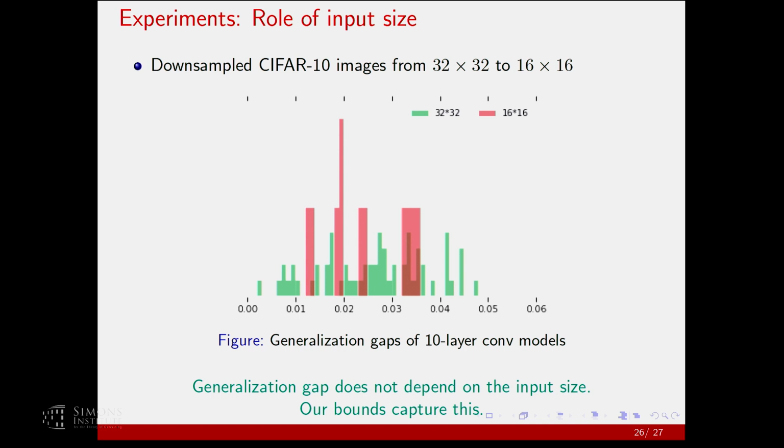What is the x-axis and what's the y-axis? So this is just a histogram. The y-axis is the number of times that value happened in the number of networks that we trained, and the x-axis is the values of the generalization gap that we observed. Yeah, so this is something that our bounds captured.